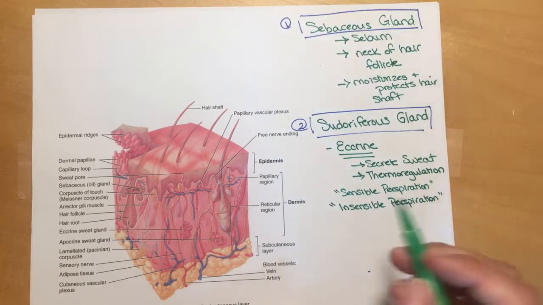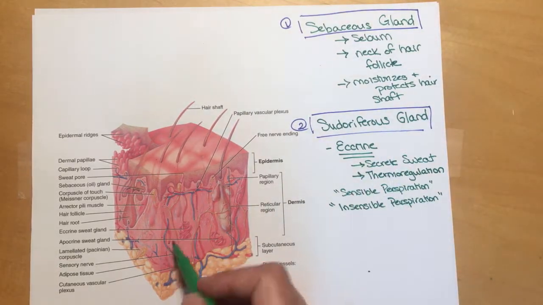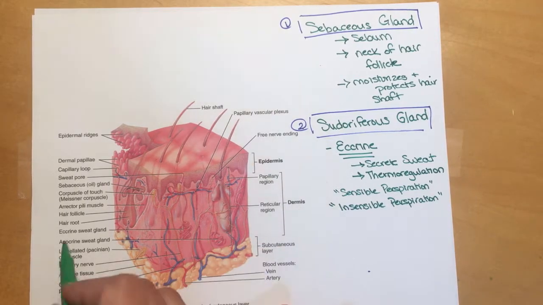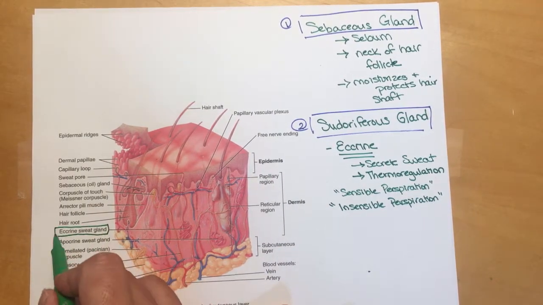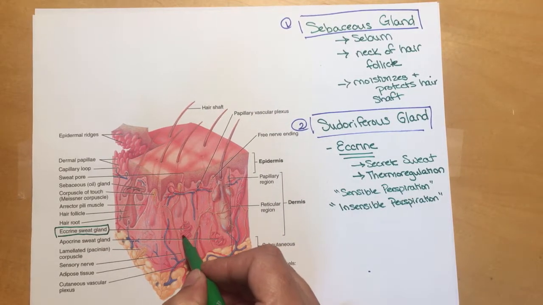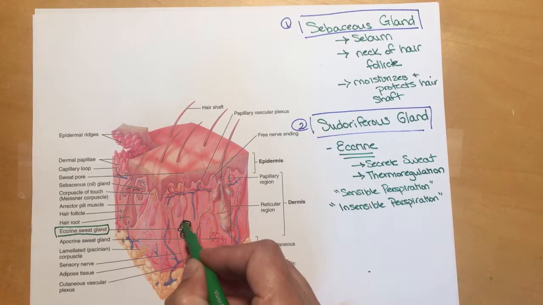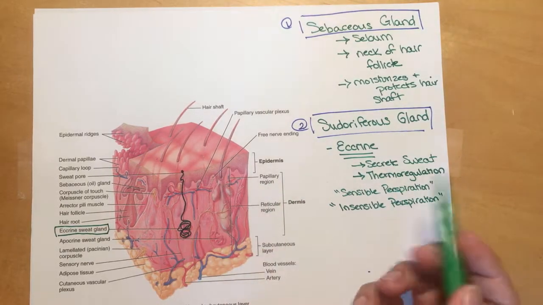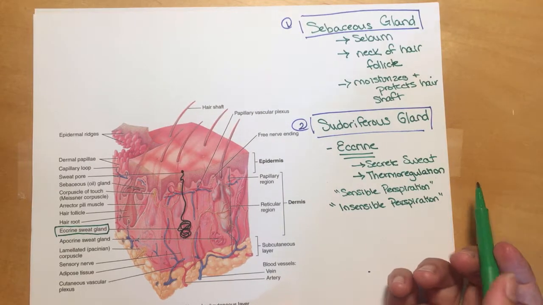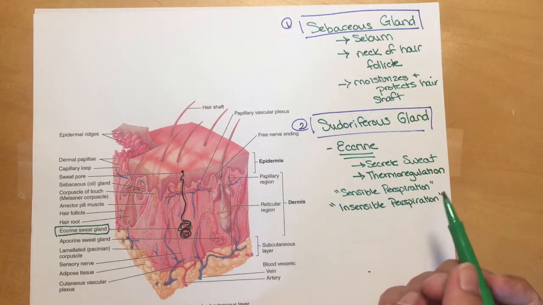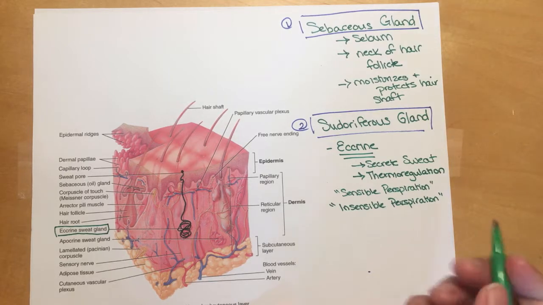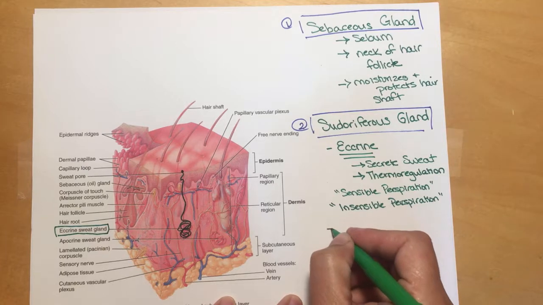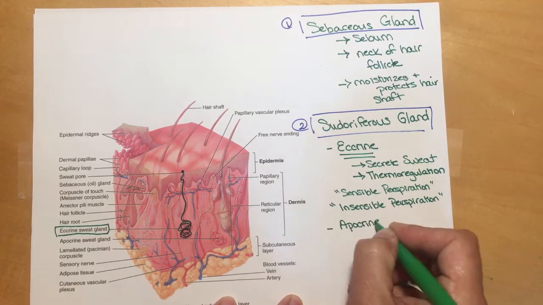So eccrine sweat glands are not associated with a hair follicle. This would be an eccrine sweat gland right here. And if you look closely at this picture, you can see that there's a gland, and then it has a duct, and that duct leads out to a sweat pore that opens on the surface of the skin. So there's no place in here where this gland is associated with a hair follicle. The other type of sudoriferous gland is associated with a hair follicle, and that's called an apocrine sweat gland.